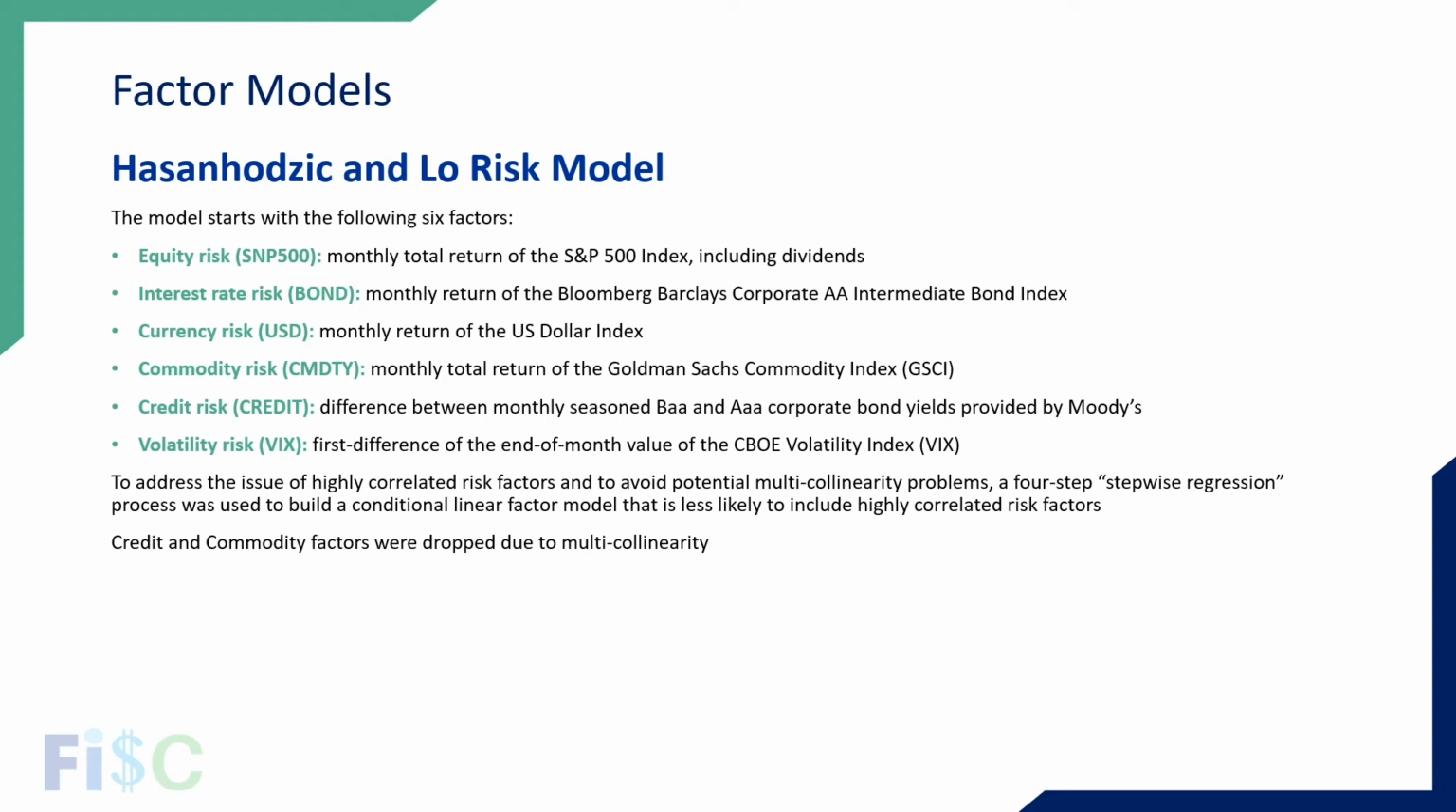Now they had some issues like high correlation and multicollinearity. To avoid such issues, they performed a stepwise regression process in which they prepared a model free of multicollinearity. So due to multicollinearity, the credit and commodity factors were dropped and it became a 4-factor risk model. Now this is just an example. You can have your own model, you can prepare it using a different set of factors. It's all up to you.